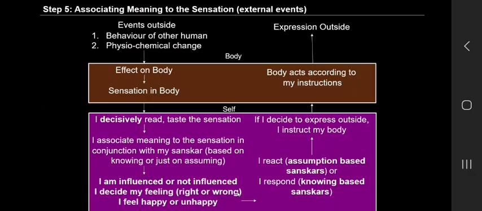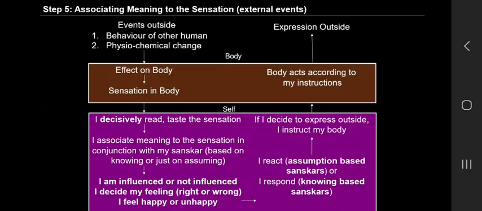So I will try to understand this situation. Suppose we take another example. Suppose at your home, today your wife is serving food, but her body language has changed. She is not saying anything, but her body language has changed.